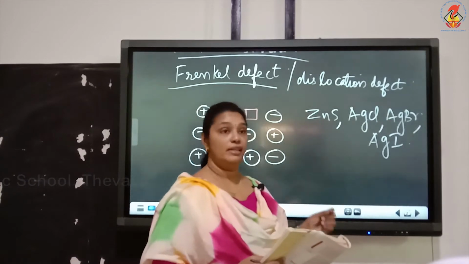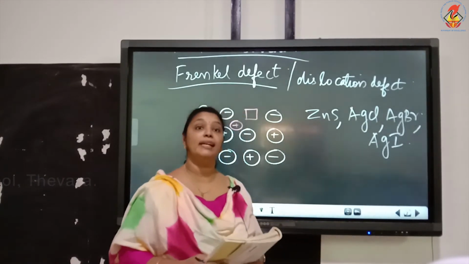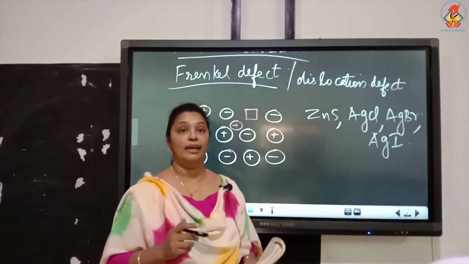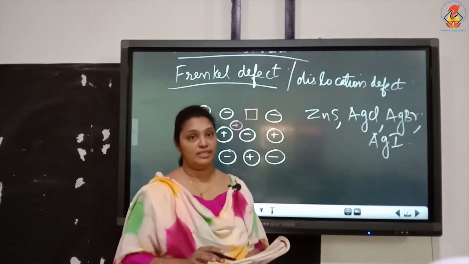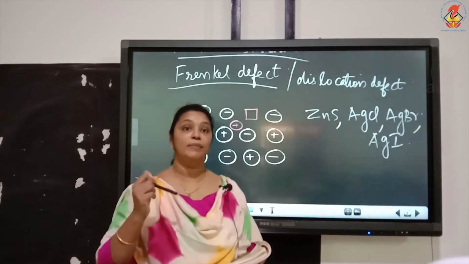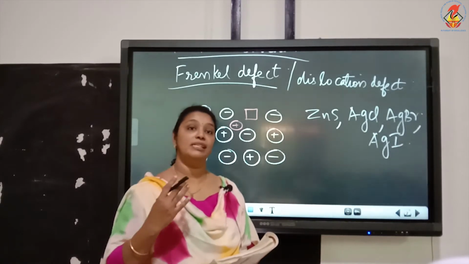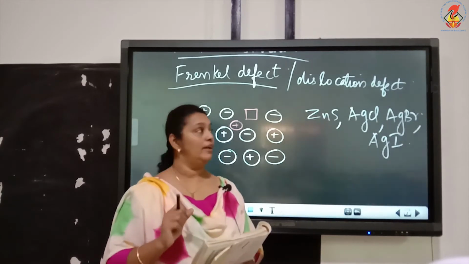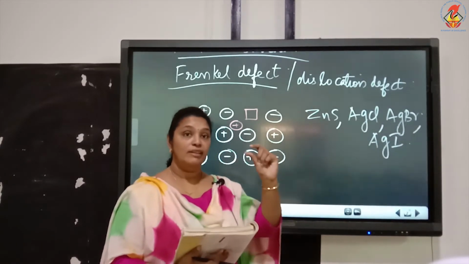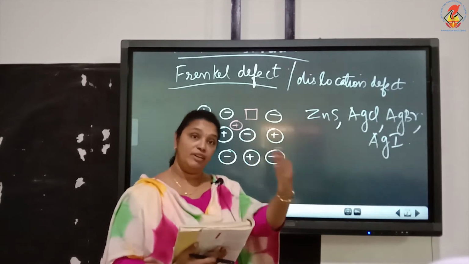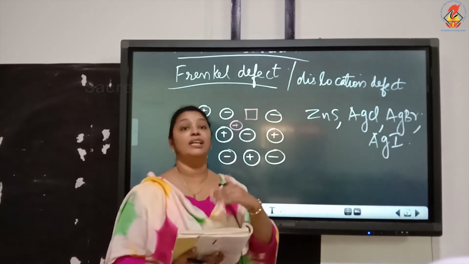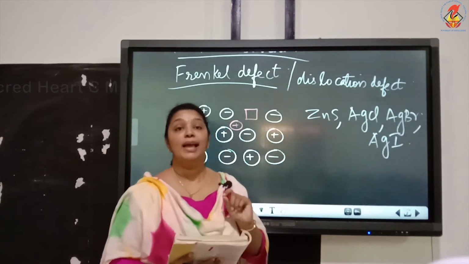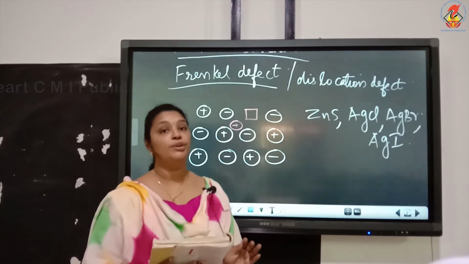Now there is something that you have to note. The alkali metal halides, for example sodium chloride and potassium chloride, will not show Frenkel defect. Why? Because alkali metals in the periodic table have the largest size, so the cation will also be of large size. So the cation cannot dislocate. Even if it dislocates from its original position, it cannot fit in the interstitial site because of its bigger size. So alkali metal ions will not show Frenkel defect.